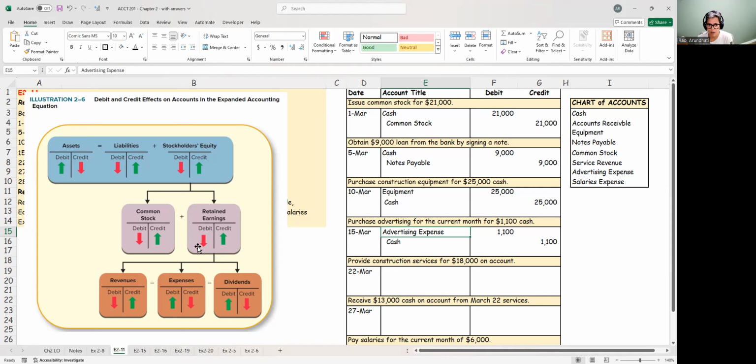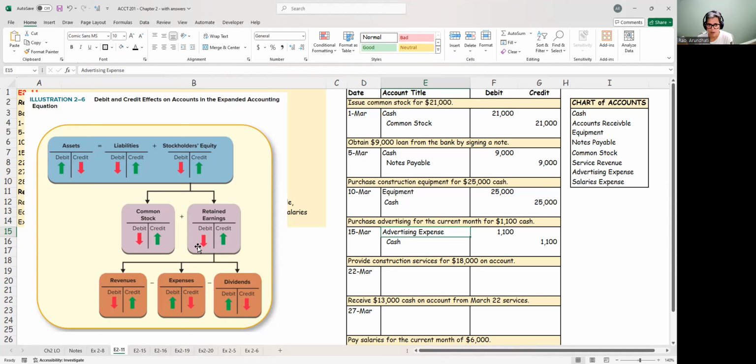On the 22nd, I provided construction services for $18,000 on account. I provided services. I did my job. A customer had retained me. I did the work. I've given them a bill. I sent them an invoice for $18,000, but they have not yet paid me. I know that because it says on account. So right now I didn't get cash. Will the customer pay me? I certainly hope so. So when I issue them the bill, I will debit an account called accounts receivable.